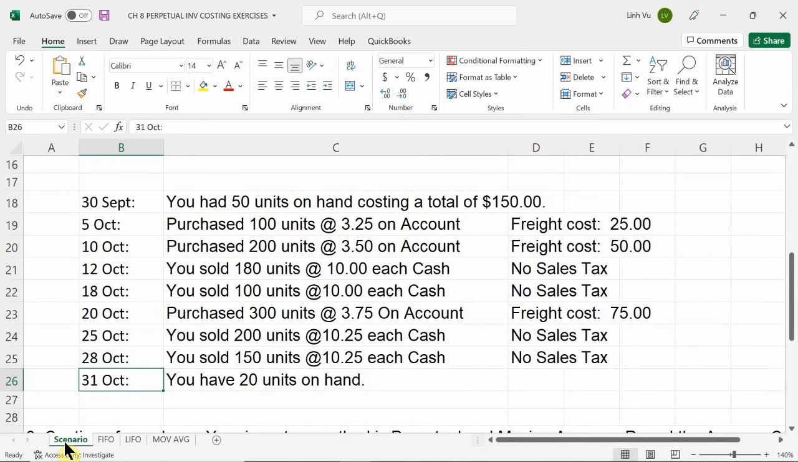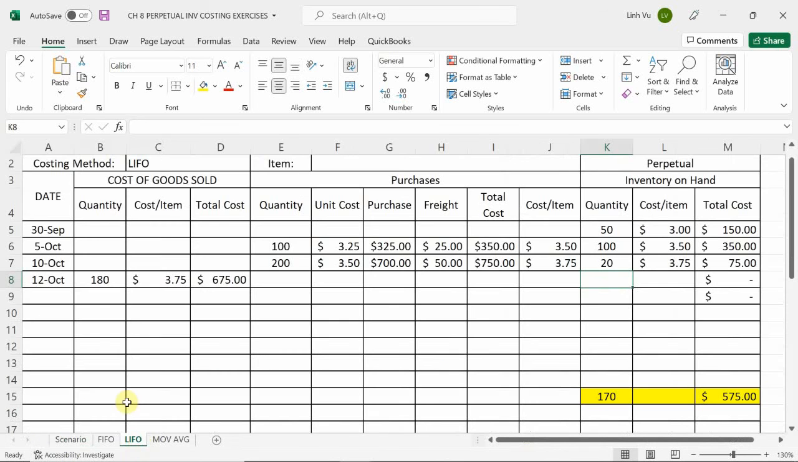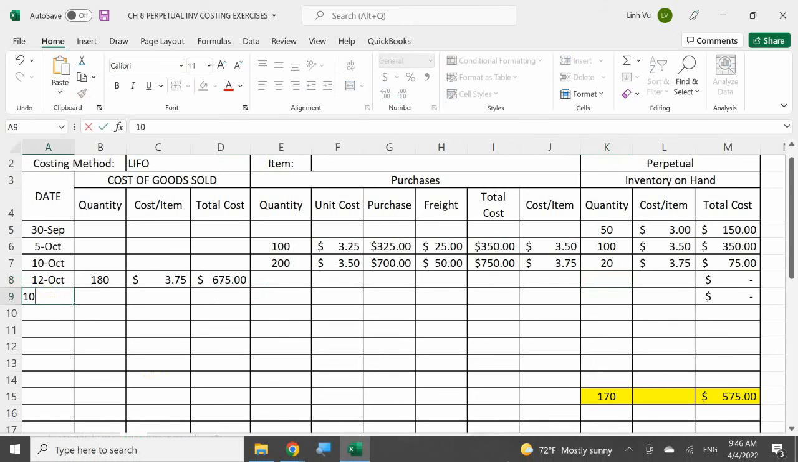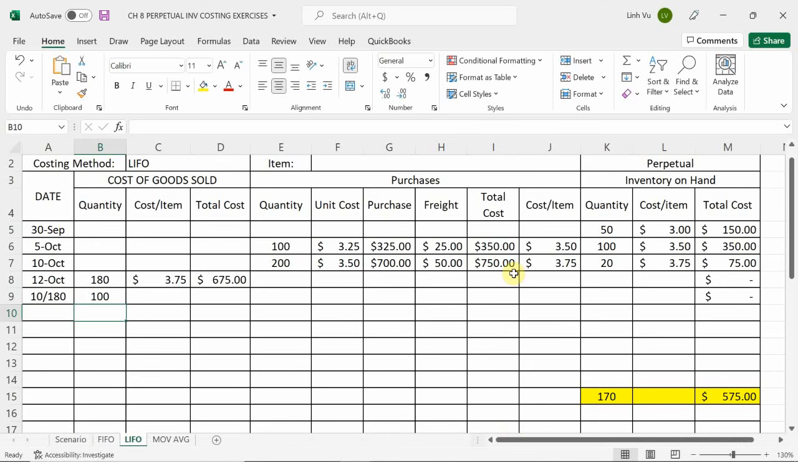So then, on October 18, we end up selling an additional 100 units. So in this case, we're on October 18, and I need to sell 100 units. Now let's take a look at my batches of inventory. Which one do I need to sell out first? We need to sell a total of 100, but which batch of inventory would you sell from first? October 5th. Not October 5th. You can't pick and choose. We have to choose the one that we bought last.